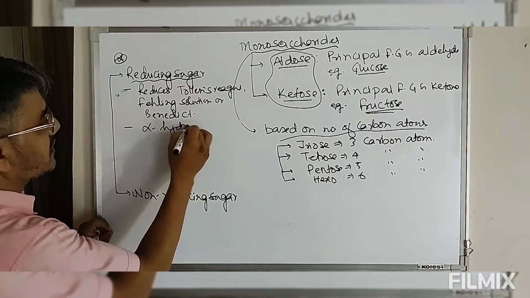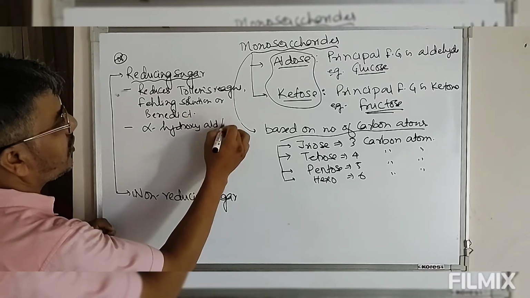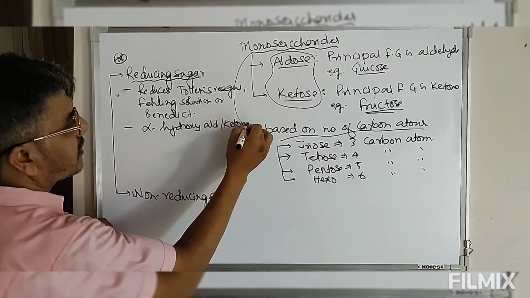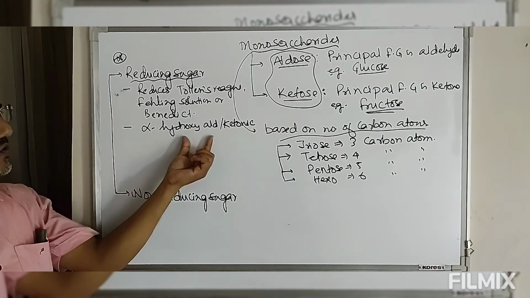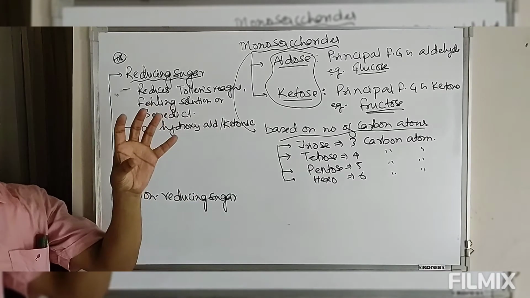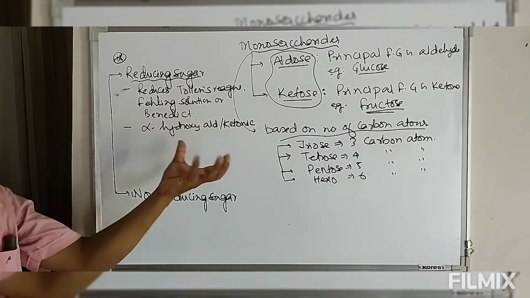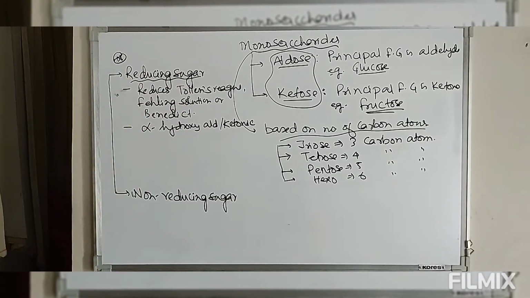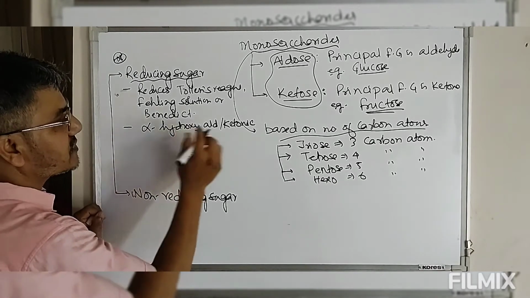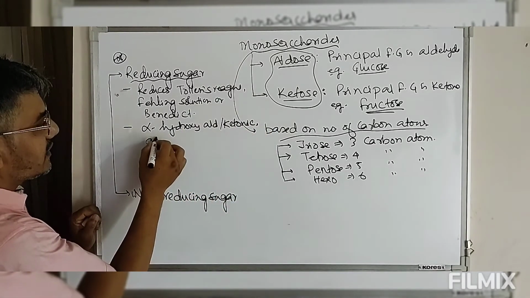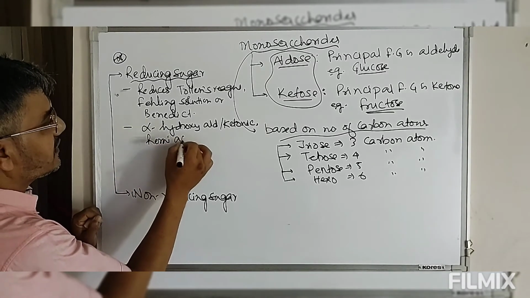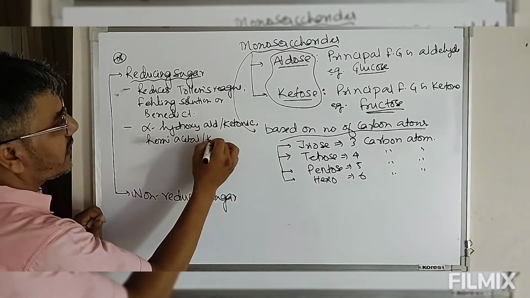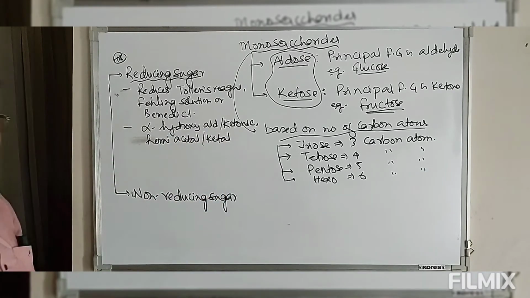Alpha hydroxy aldehyde or ketone group. So those carbohydrates containing alpha hydroxy aldehyde or ketone groups will show reducing property, and those sugars are known as reducing sugars. So either they have an alpha hydroxy aldehyde or ketone group, or they are in hemiacetal or hemiketal form, or they are in open chain structure.